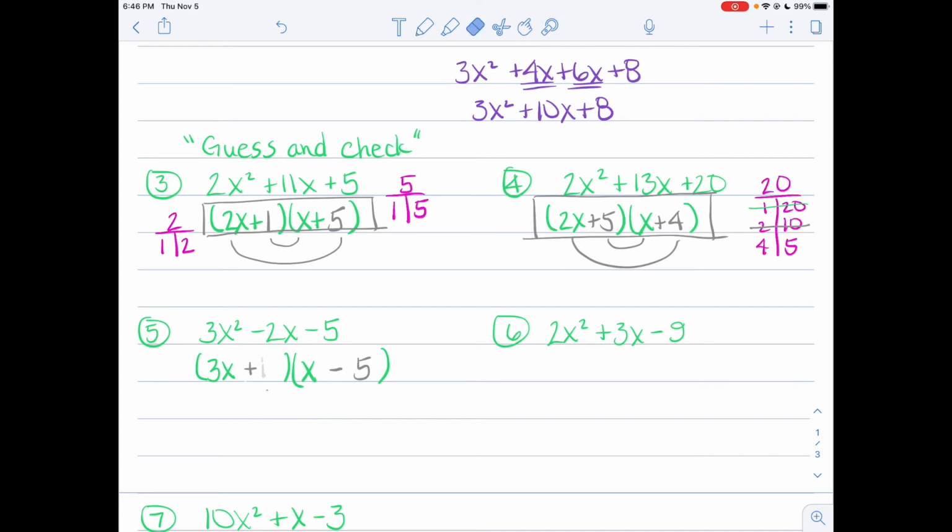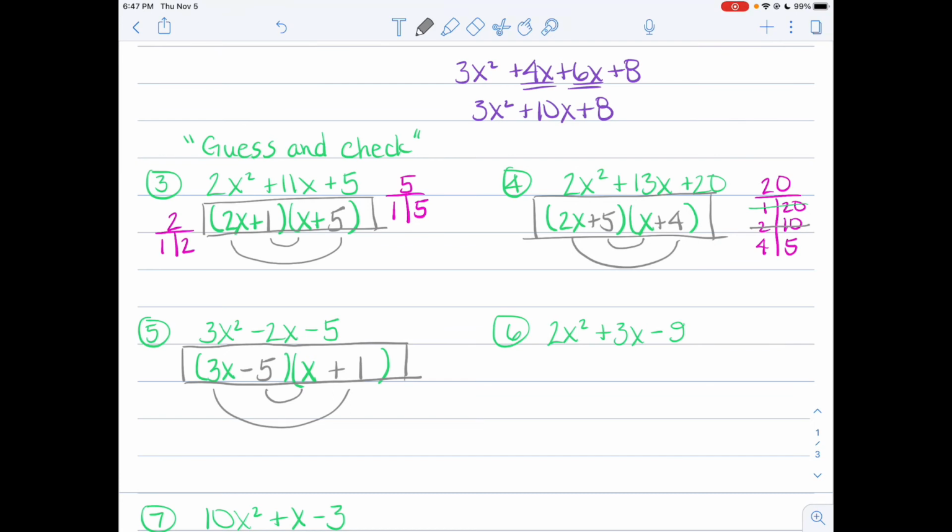So let's go ahead and try switching the location of the factors and put the 5 here and the 1 here. And if I try a negative 5 and a positive 1, I get negative 5 and a plus 3x. So negative 5x plus 3x, that does give me my negative 2x. So that is my final set of factors. I don't need to try the positive and negative signs in reverse because I found it before I had to try that 4th combination.